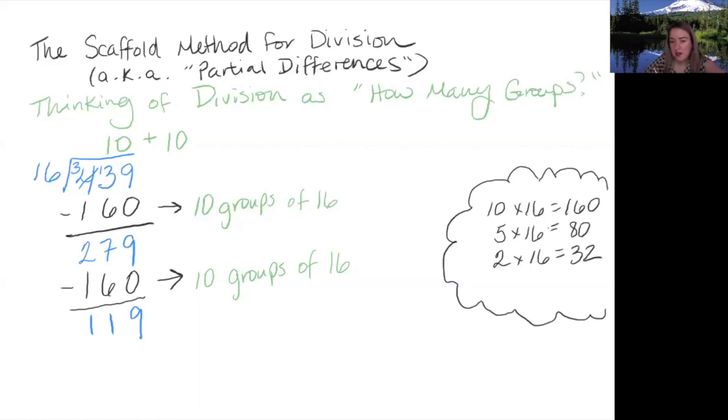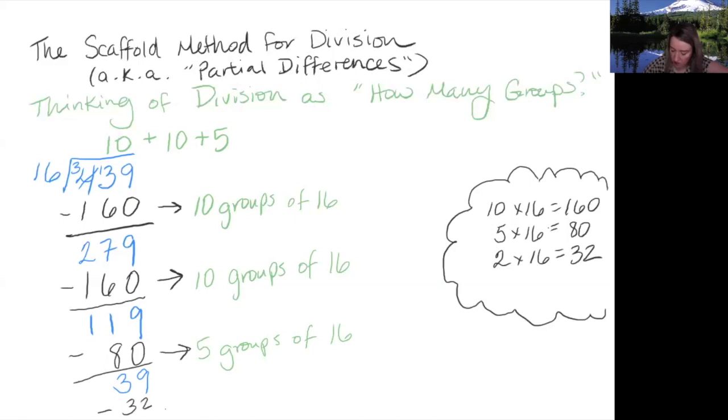So here's where I look over at my thought bubble and I'm like, oh, maybe I'll use up an 80. So that would be 5 groups of 16. Don't forget to put your 5 up there for your 5 groups of 16. 39 left to go, and I happen to remember that 2 groups of 16 is 32, and that's going to be all the groups that I can make. I'm going to end up with a remainder of 7.